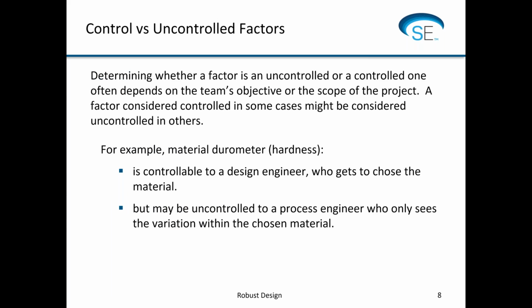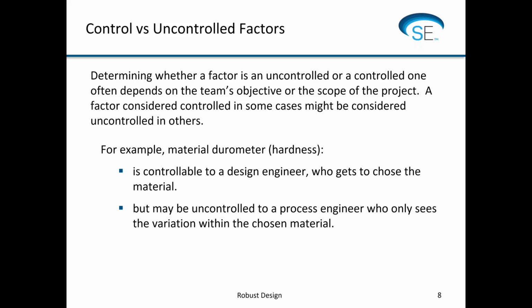So, controlled versus uncontrolled factors. Determining whether a factor is uncontrolled or controlled depends on the team's objective and the scope of the project. A factor could be considered controlled in some cases, and that same factor might be considered uncontrolled in other cases. For example, the hardness of a material measured by the durometer, for a design engineer who's choosing the material, becomes a control factor. I get to pick the stiffness or the hardness of the material.